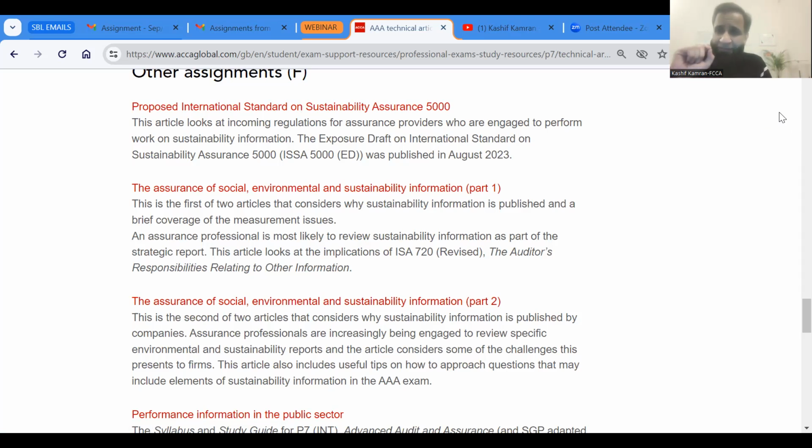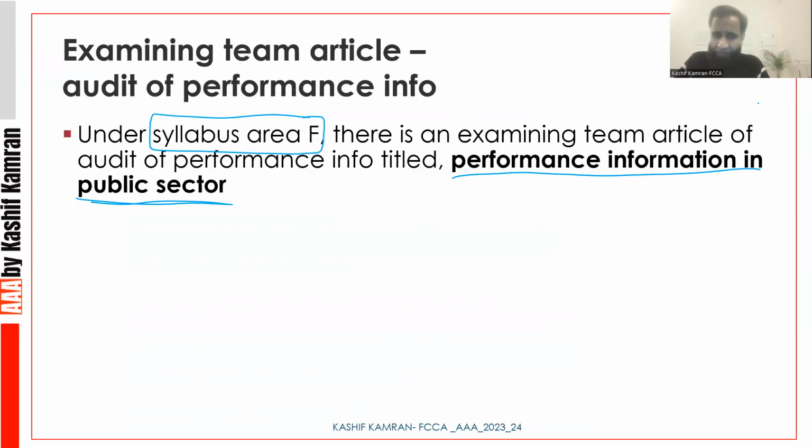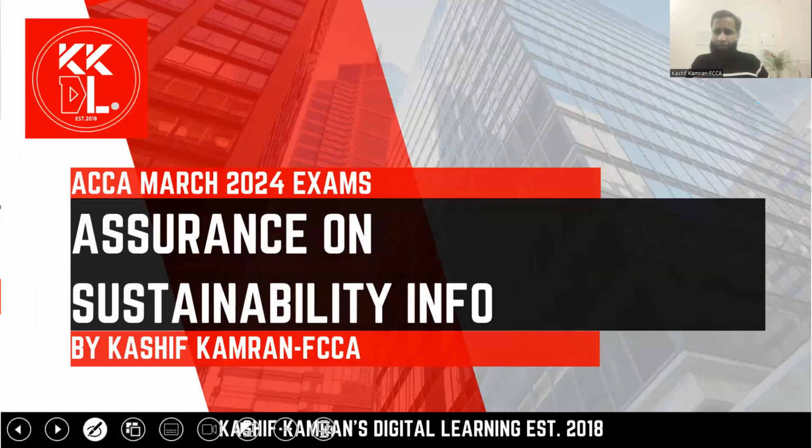Because this to me is very, very critical now for the 2024 exams. With the introduction of the proposed international standard on sustainability assurance, with that article coming in, things will be very different for the March 24 exams. There is a possibility of this being examined for 8 to 10 marks, and you should all be open for that. Let's go back to my presentation where we were discussing the other assignments. Now let's start with the final one: assurance on sustainability information. And something very important, and I will be spending some time here.